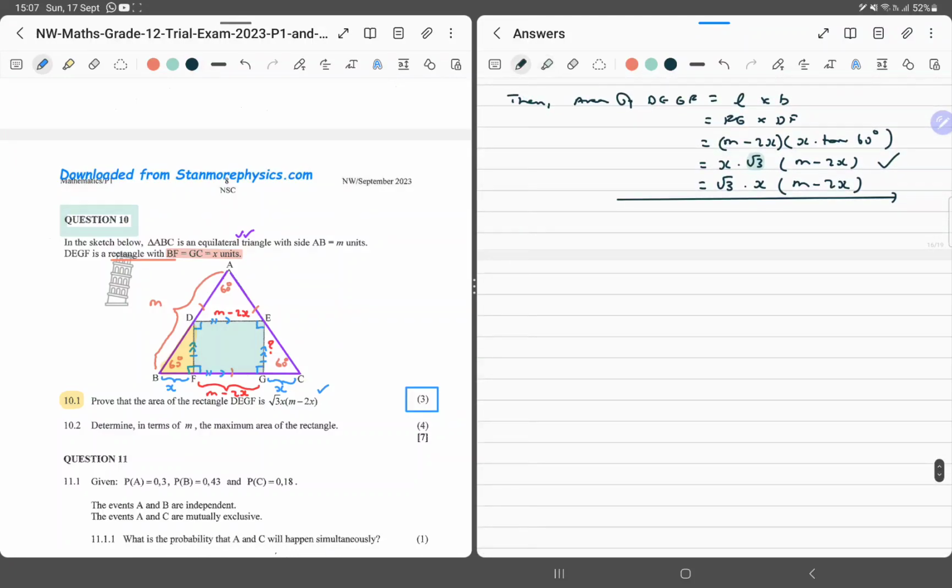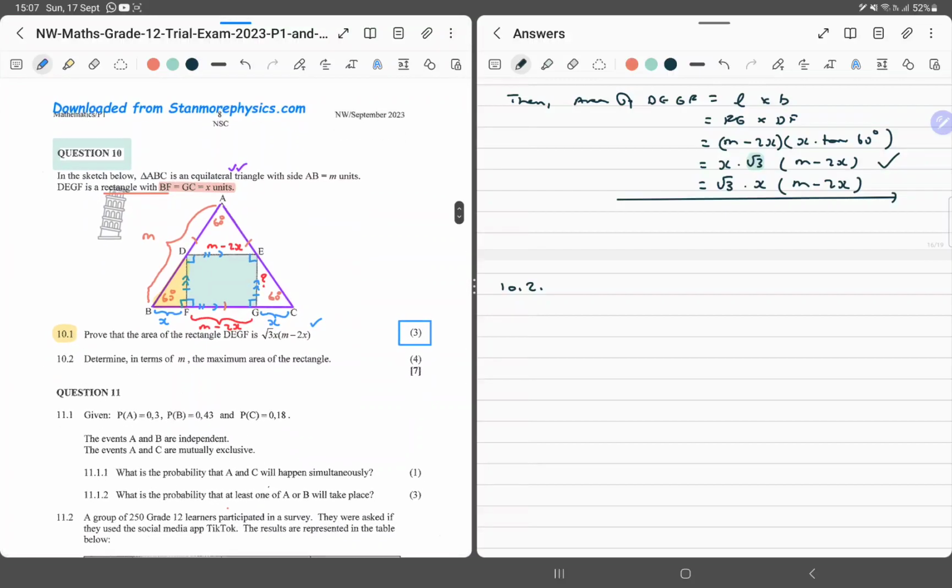Okay, let's go to 10.2 before we lose too much time. I don't want to go beyond 30 minutes on this other half so that it's not too much for you guys. Now it says determine in terms of M, the maximum area of the triangle. The maximum area of the triangle. Now that is a bit silly, is it not? Okay, all right. So the triangle we're talking about is the big triangle.